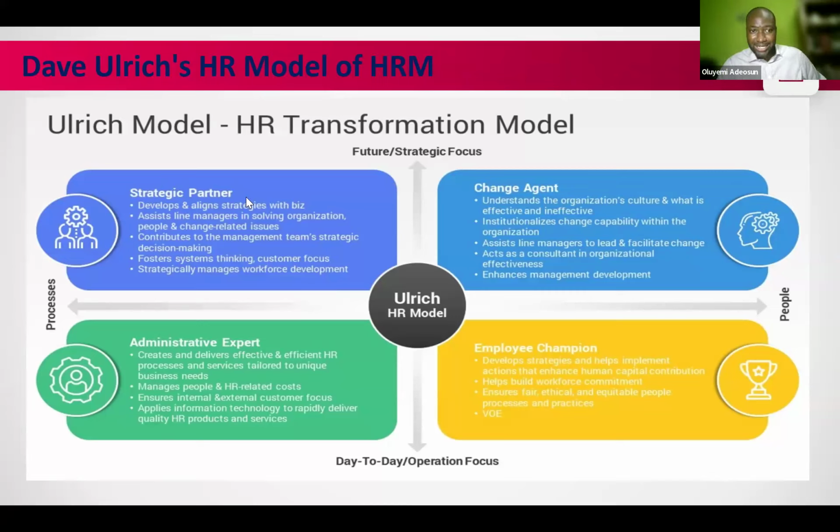So you see strategic partner here. What are the key things that we do as a strategic HR partner? You develop and align HR strategies with the business. So which means in column one, what do you put in column one? Your organizational strategy. For example, let me give you a few examples. One can be increased market share. Two can be increased revenue. Three can be increased profitability. Four can be reduced operational costs. One, two, three, four. That is column one.